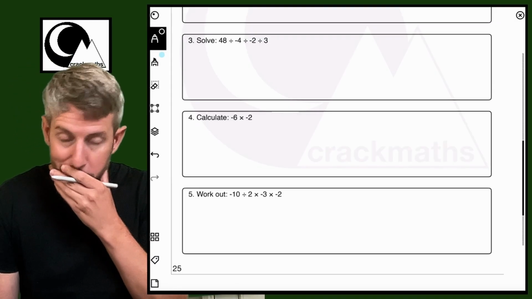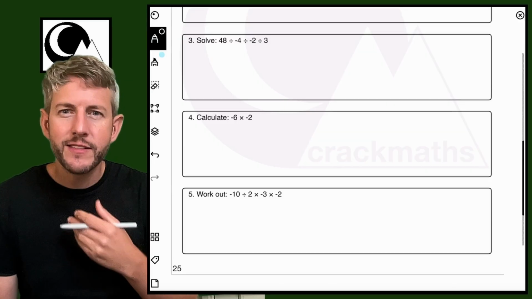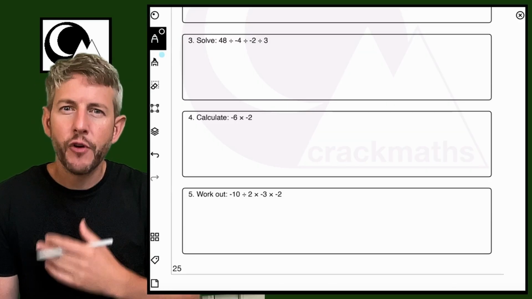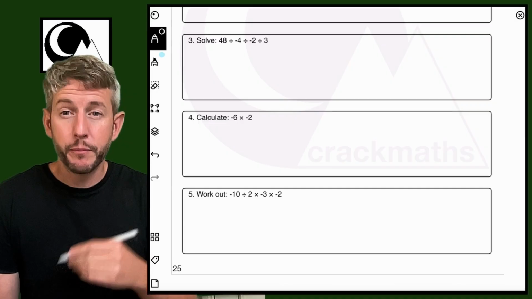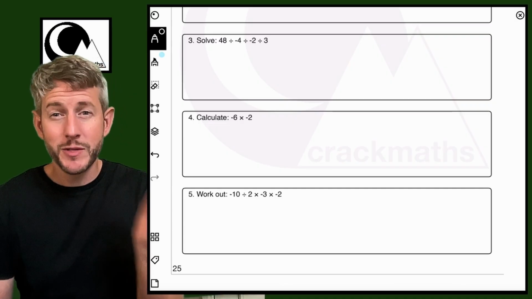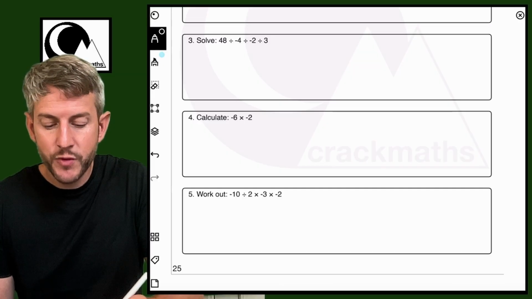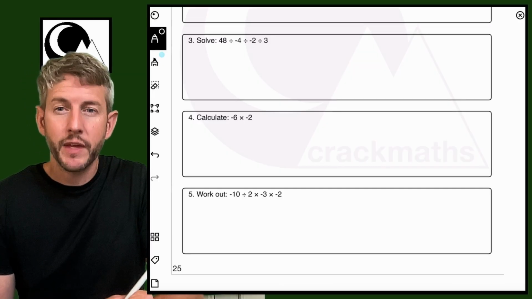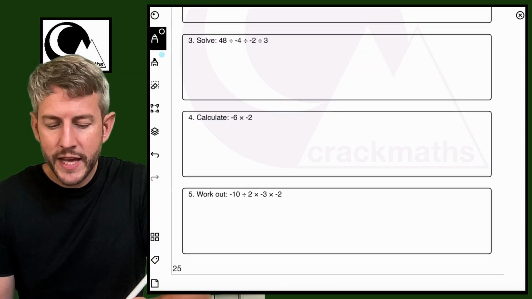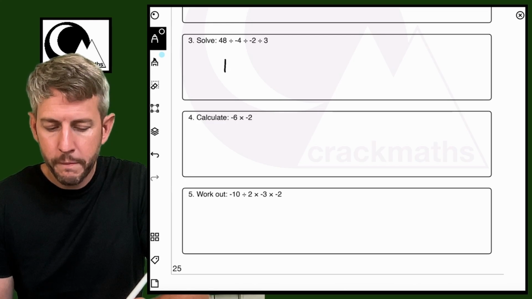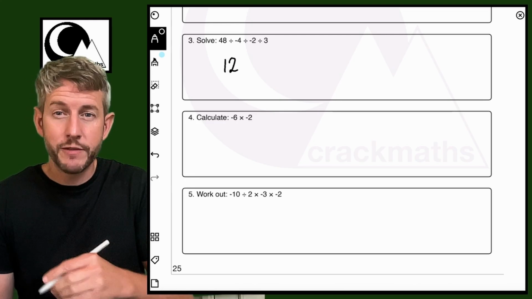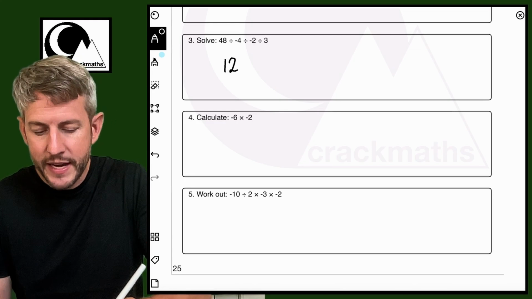Question 3, we've got 48 divided by negative 4 divided by negative 2 divided by 3. Okay, so what we're going to do is work from left to right and do these in pairs. First of all, we've got 48 divided by negative 4. Well, 48 divided by 4 is 12. So this is different to that because we're dividing by negative 4. So it's going to be negative 12.